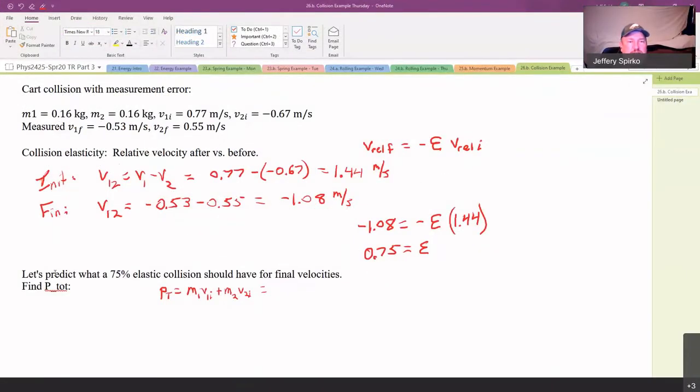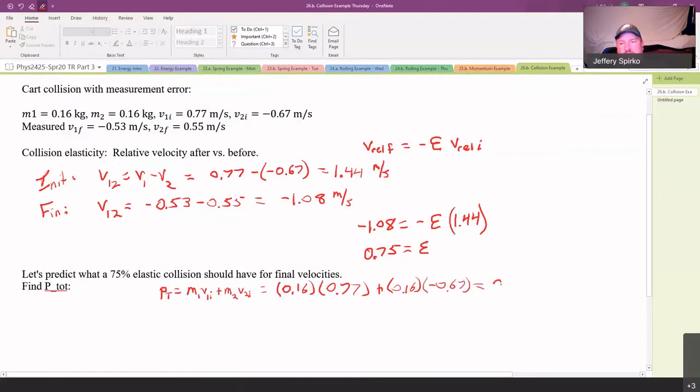So let's predict what the 75% elastic collision should look like in the end if it's ideal. So we'll calculate the total momentum. That's 0.16 times 0.77 plus 0.16 times minus 0.67, which is equal to 0.016 kilogram meters per second.